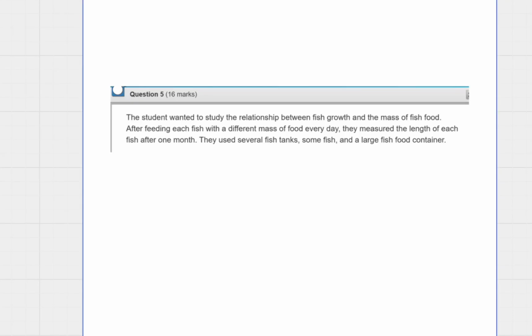Now let's do question 5, which is for 16 marks. Let's just read out the question for our reference. So, the student wanted to study the relationship between fish growth and the mass of fish food. After feeding each fish with a different mass of food every day, they measured the length of each fish after 1 month. They used several fish tanks, some fish, and a large fish food container.